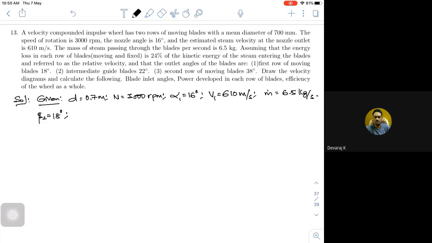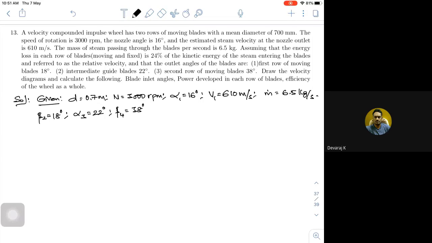Fine. Then it comes to the next stage, the intermediate guide blade angle, that is your alpha 3, 22 degrees. Then the second row of moving blades is 38 degrees. That is your beta 4. So this is what they are given. And mass flow rate is 6.5 kg per second.